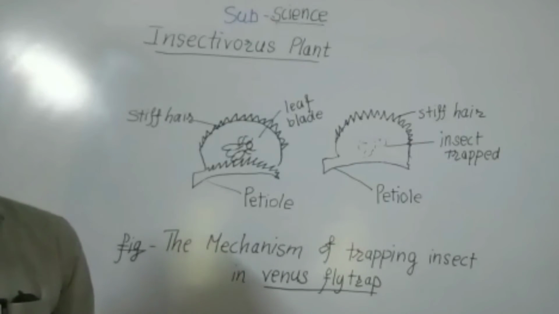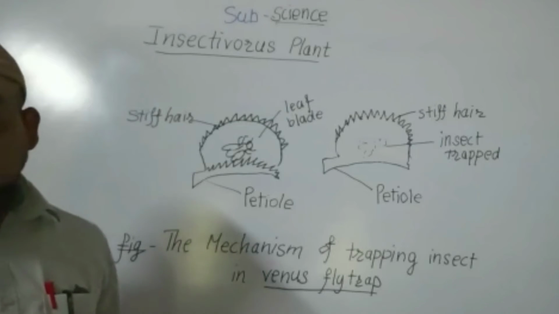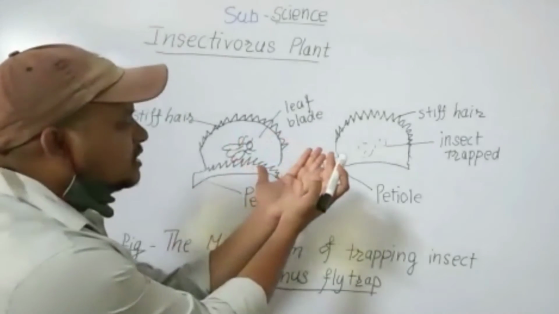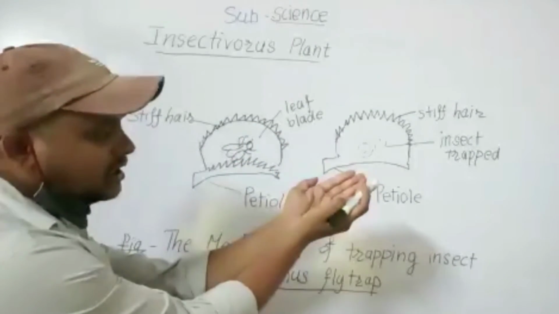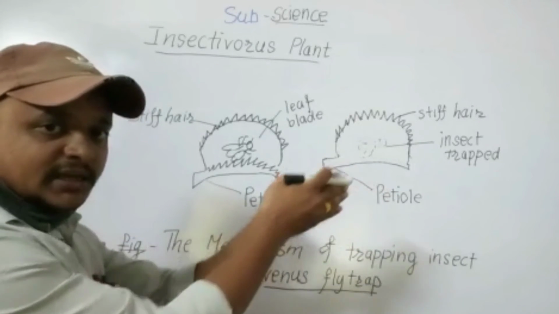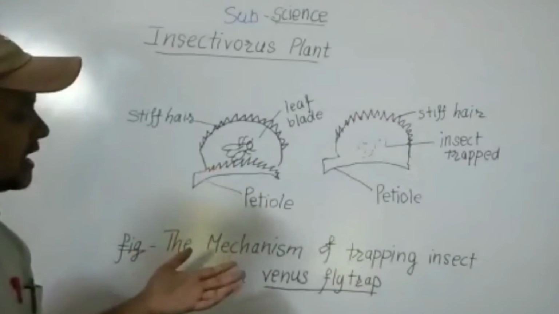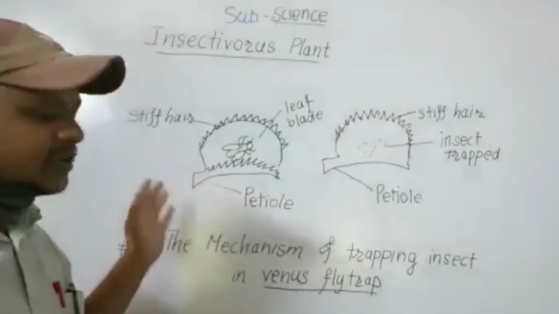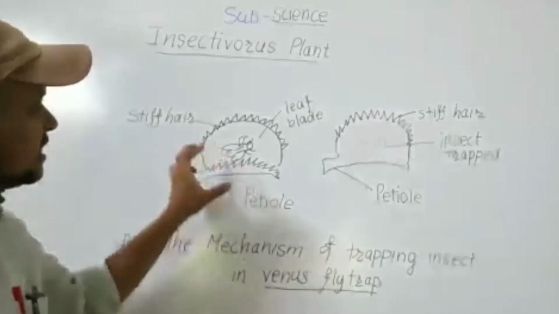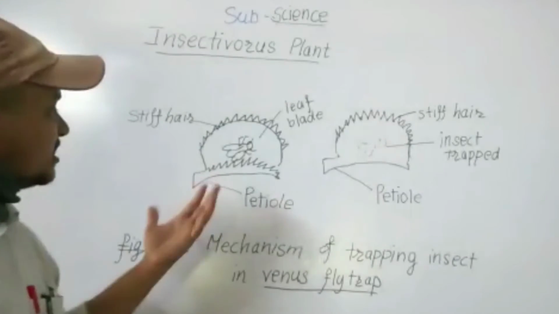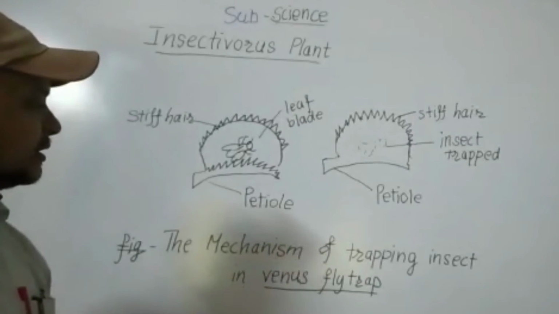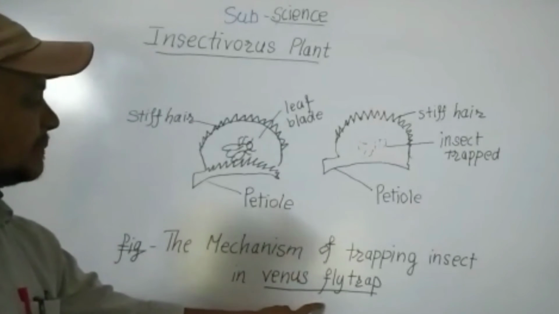So when an insect sits on a leaf, the two halves of the leaf close tightly and the insect gets trapped inside. After that, they secrete digestive juices, and with the help of those digestive juices the insect gets digested. This is the mechanism of trapping insects in the Venus flytrap.